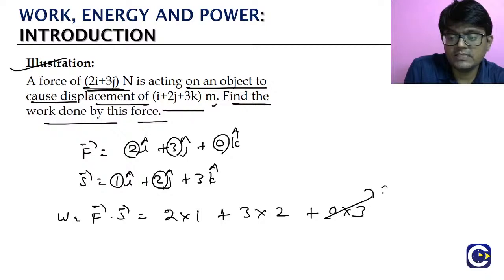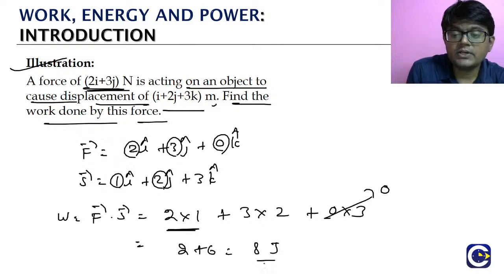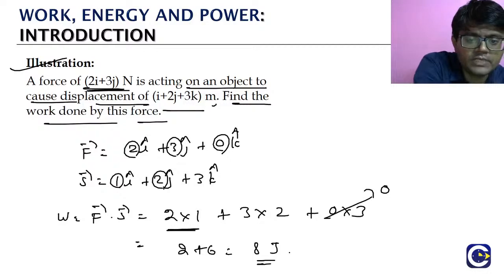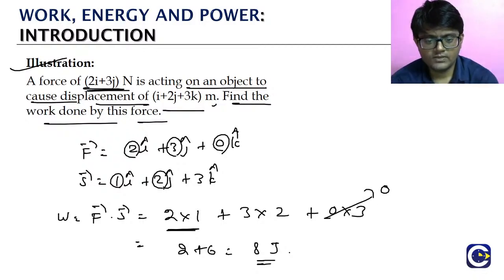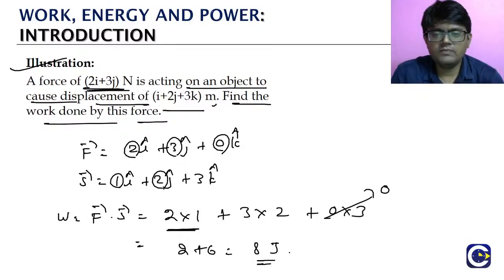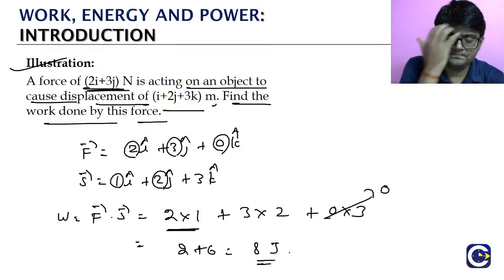So this is anyway 0, which means this is 2 plus 2 threes are 6. How much is it? 8. The unit is going to be joule. Why? Because force is in newton and displacement is in meter, so both are in SI units. So work will be coming in joule. So this is another type of question where all we need to do is just take the dot product.